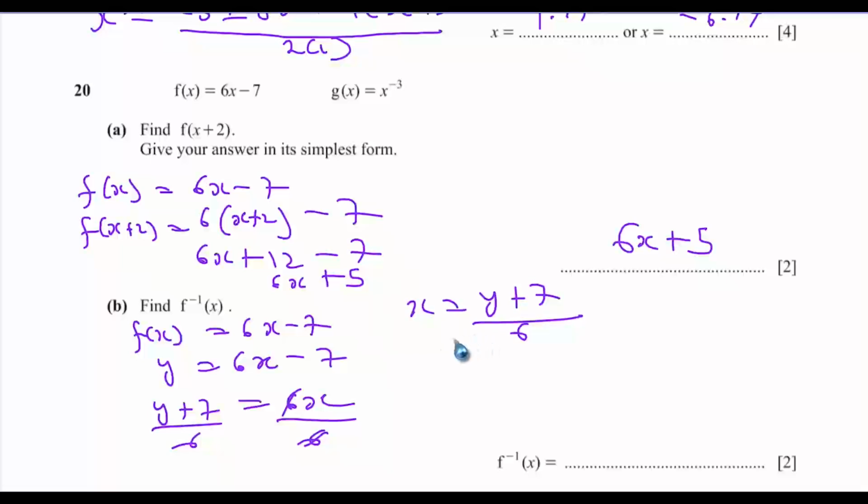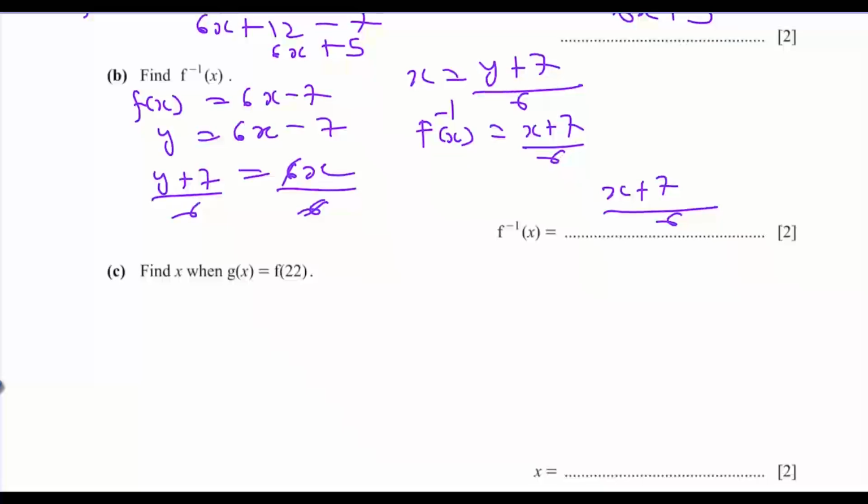Okay, so finally we substitute x for f of x inverse and y for x. So that means we have f of x inverse equals x plus 7 out of 6. So that is what we get. So the inverse of f of x is giving us x plus 7 out of 6. Then let's go to the next question.